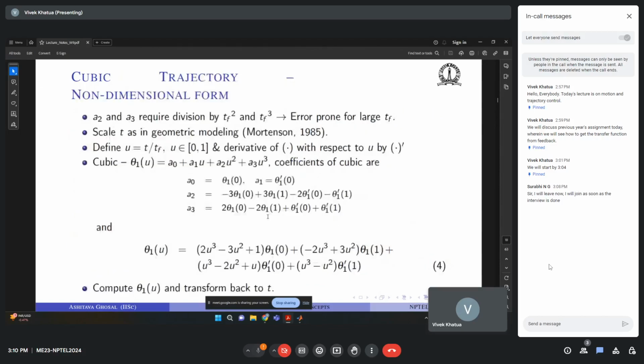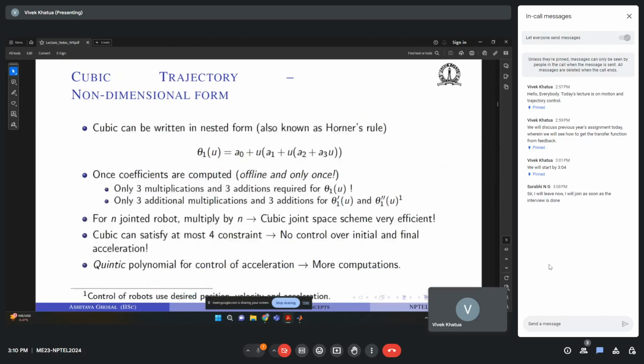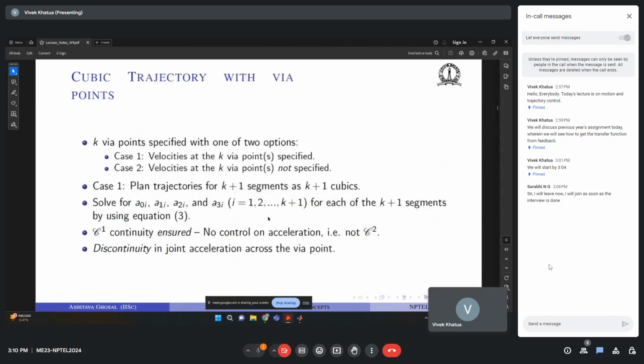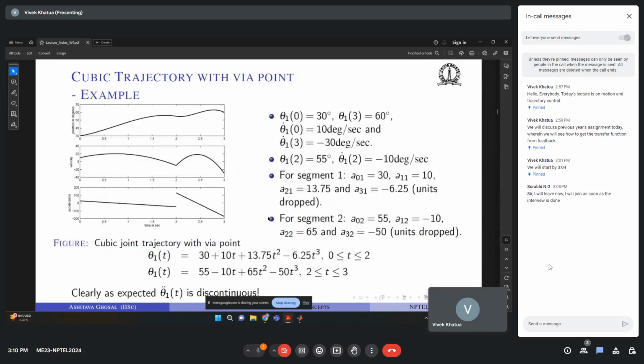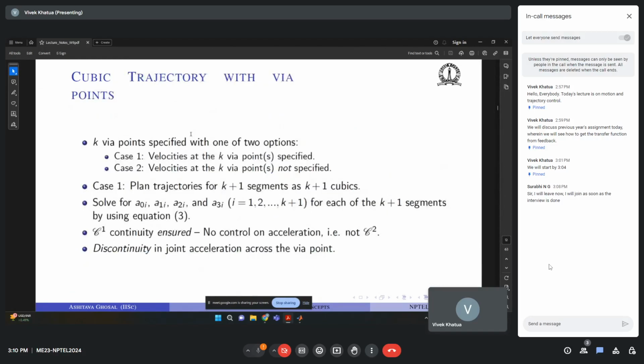So this is one of the ways of having your trajectory, and you can have higher orders if you have a fluctuating acceleration and all that. But anyway, let's just keep it this way. Here you can have a cubic trajectory with via points, or you can say waypoints. The trajectory has to pass through those points, and in those points we might encounter some singularities.